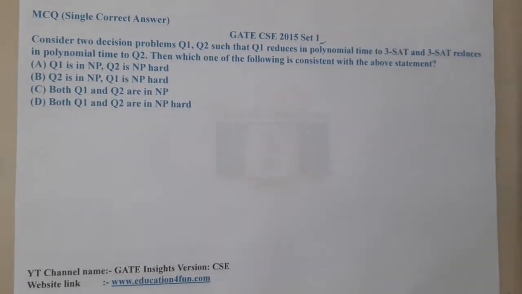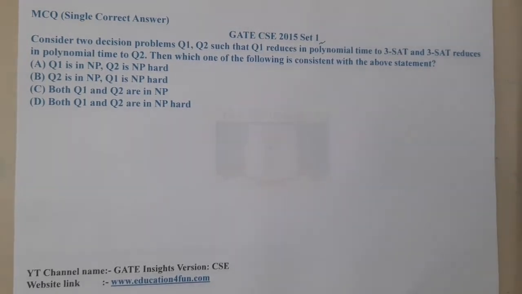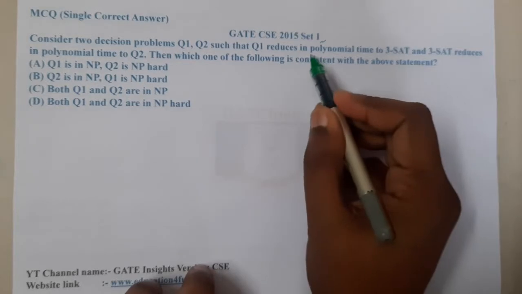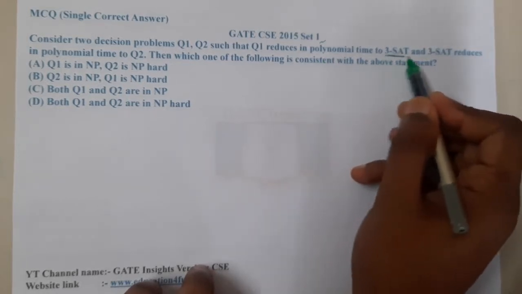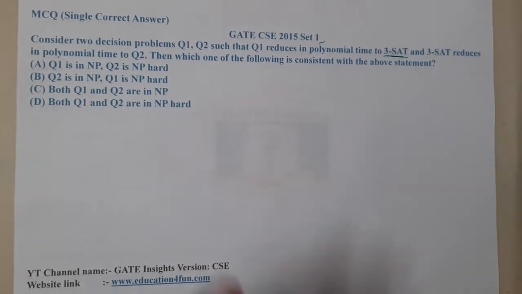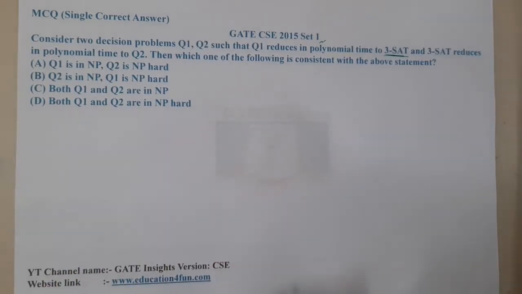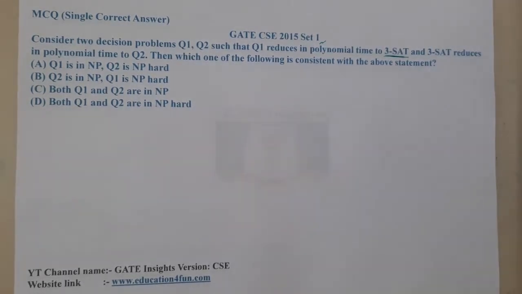The given question is: consider two decision problems Q1 and Q2 such that Q1 reduces in polynomial time to the 3-SAT problem, and 3-SAT reduces in polynomial time to Q2. Then which one of the following is consistent with the above statements?